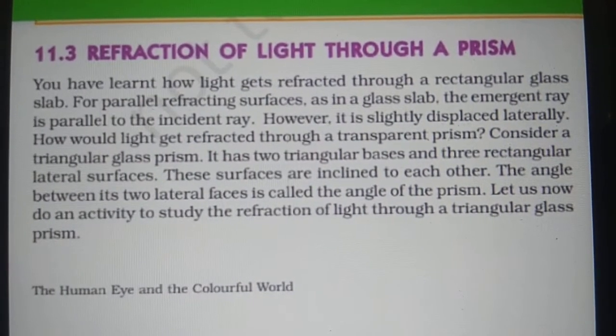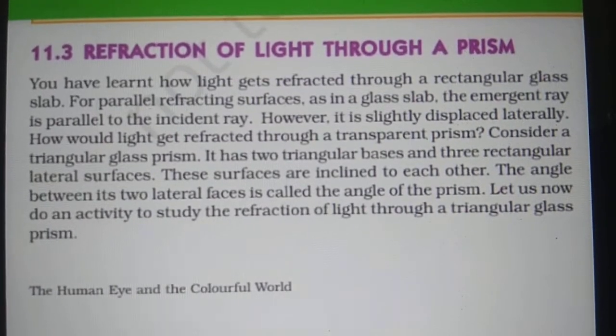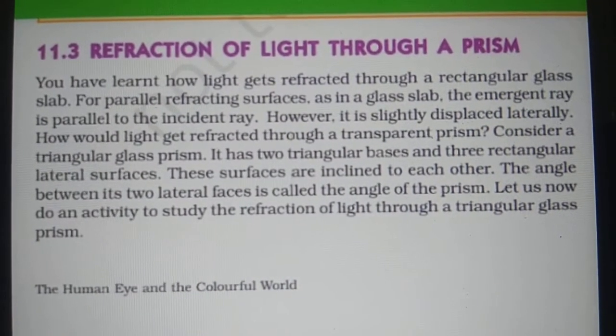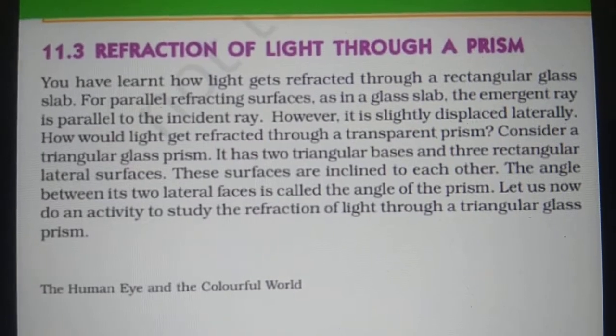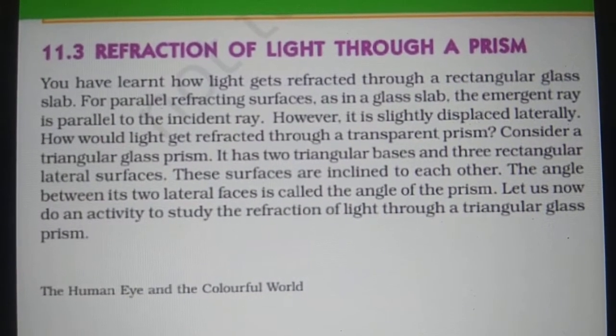For parallel reflecting surfaces, as in the glass slab, the emergent ray is parallel to the incident ray. However, it is slightly displaced laterally. How would light get refracted through a transparent prism?